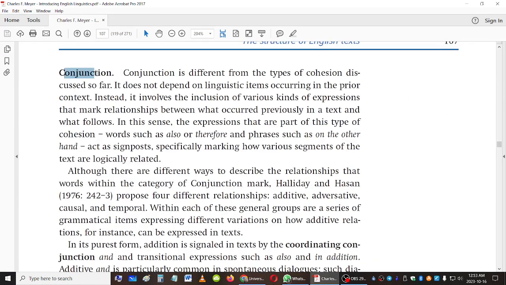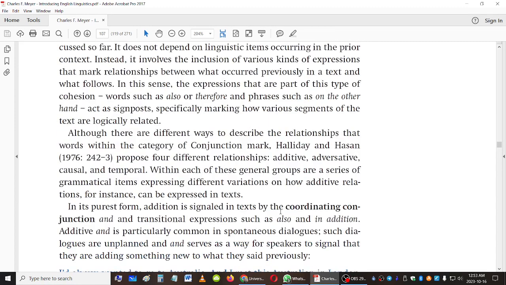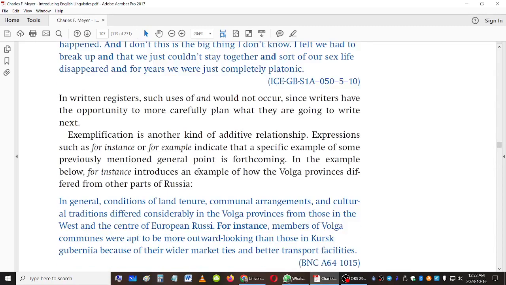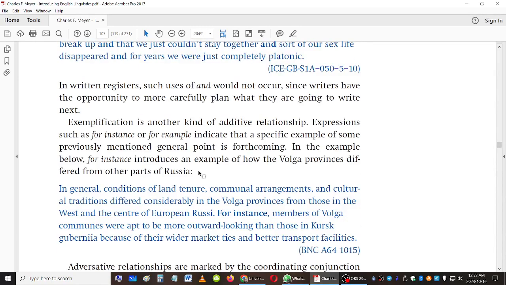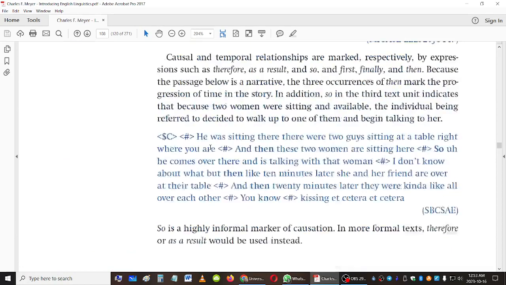The use of conjunctions as connectives. I gave you examples in our PowerPoint presentations. They may be coordinating conjunctions such as and, or, but they may also be subordinating conjunctions. They will connect the ideas.